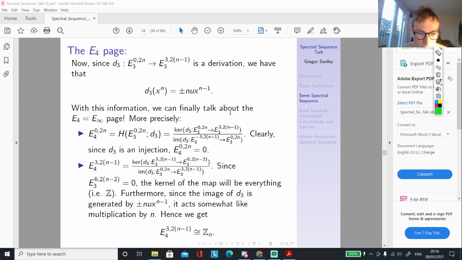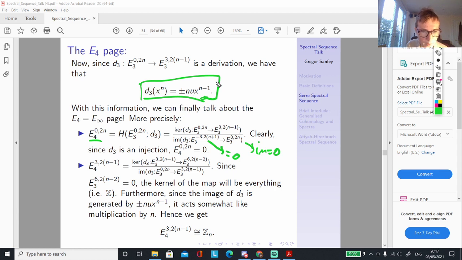And this is the E infinity page. So more precisely, what we have is that E4 0 2n, so this might be non-trivial, is the homology of this, okay? And this is going to be this guy here. Now, the image is going to go to 0 because this guy here is equal to 0. And d3, this d3 here, is an injection. And the way that I like to think about why is because this is pretty much multiplication by n.